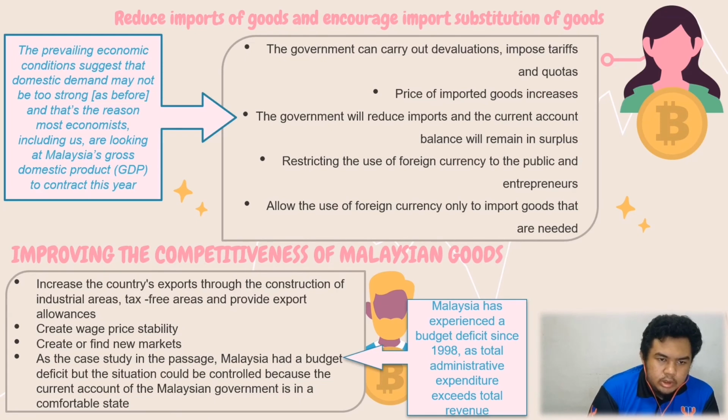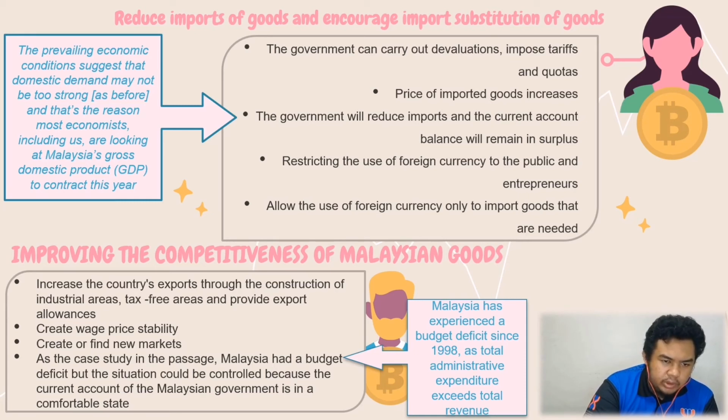So, we will see the next point about the ways to overcome the twin deficit. From the latest slide, we have 5 ways to overcome the twin deficit. I will explain the third point, which is to reduce import of goods and encourage import substitution of goods. The government can carry out devaluation, and impose tariffs and quotas. They can balance the flow going in and out.